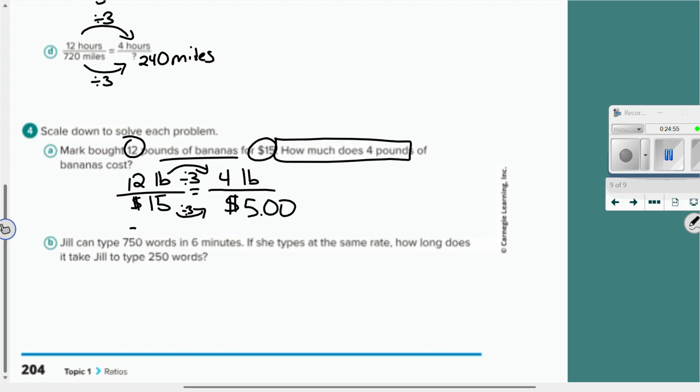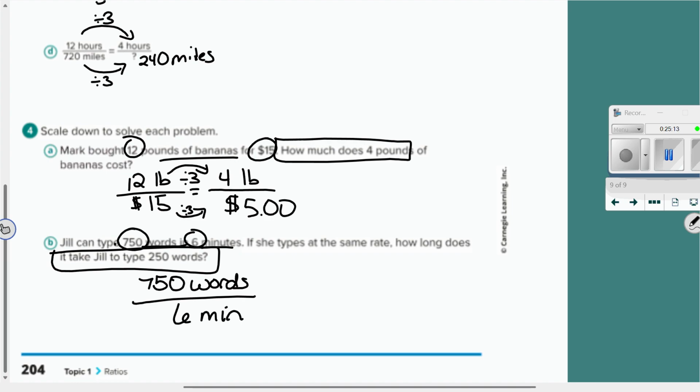All right, 750 words in 6 minutes. If she types at the same rate, how long does it take her to type 250 words? What is my original ratio? And what do I know from my problem? 250 words. So what do I do to 750 to get to 250? Divide by 3. I'm dividing by 3. So 6 divided by 3? 2 minutes. Are there any questions?